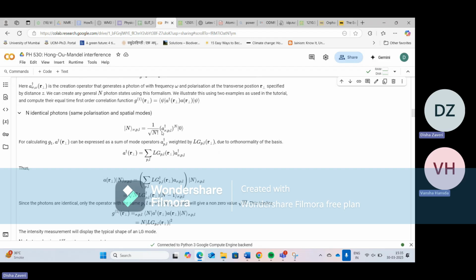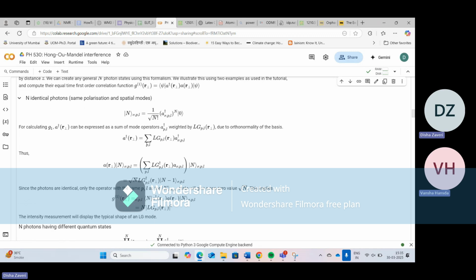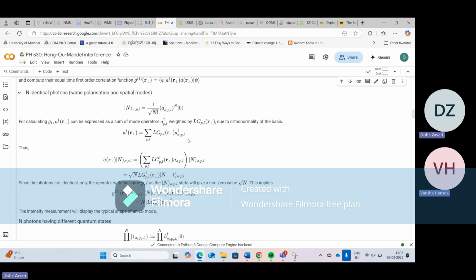So for n identical photons, essentially you are going to have the same polarization and spatial modes. The degrees of freedom associated with it would then just be the polarization, and there would be the two quantum numbers P and L. So we know that G1 is going to be equal to the inner product, no, sorry, the inner product of A of R perpendicular into psi.